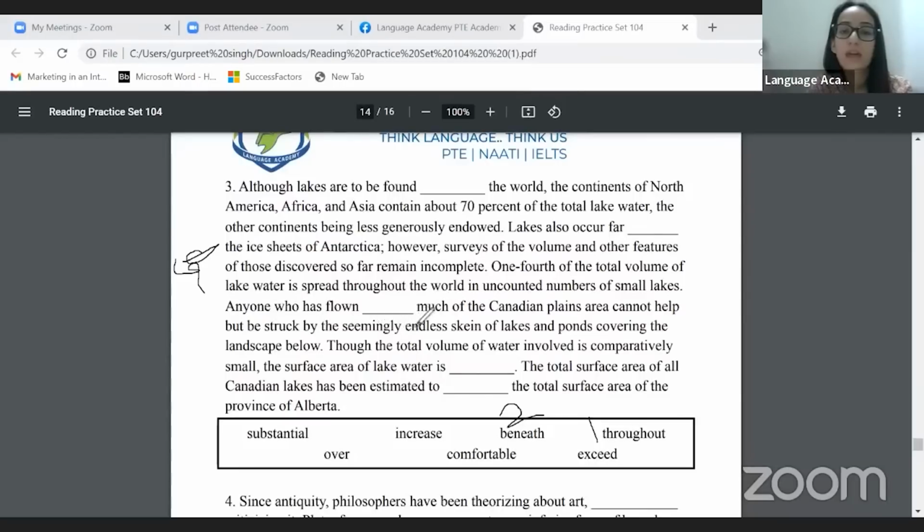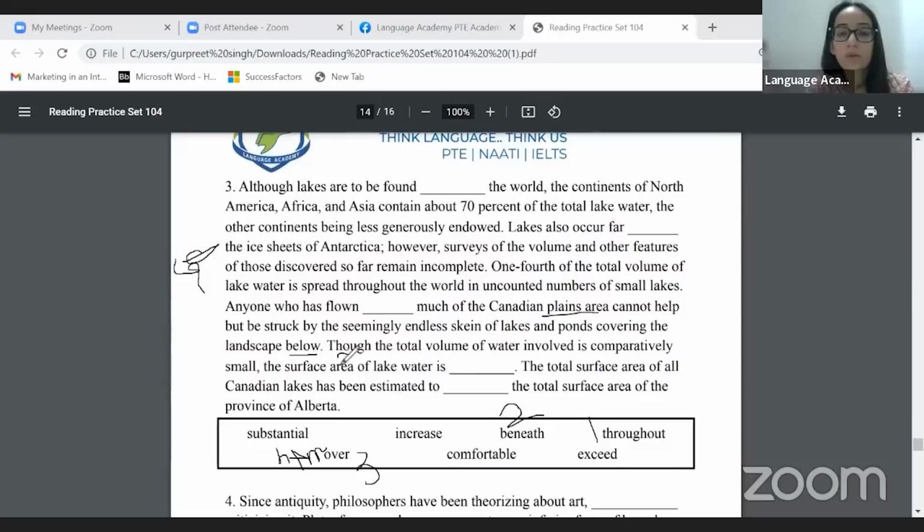Anyone who has flown dash much of the Canadian Plains area. So we fly over an area. Over is used when you want to talk about height plus movement. And we always fly over the land. Over means distance, height, and continuous movement. So anyone who has flown over the Canadian Plains, meaning anybody who has been on any kind of aviation machine over the area, cannot help but be struck by the seemingly endless skein of lakes and ponds covering the landscape below.